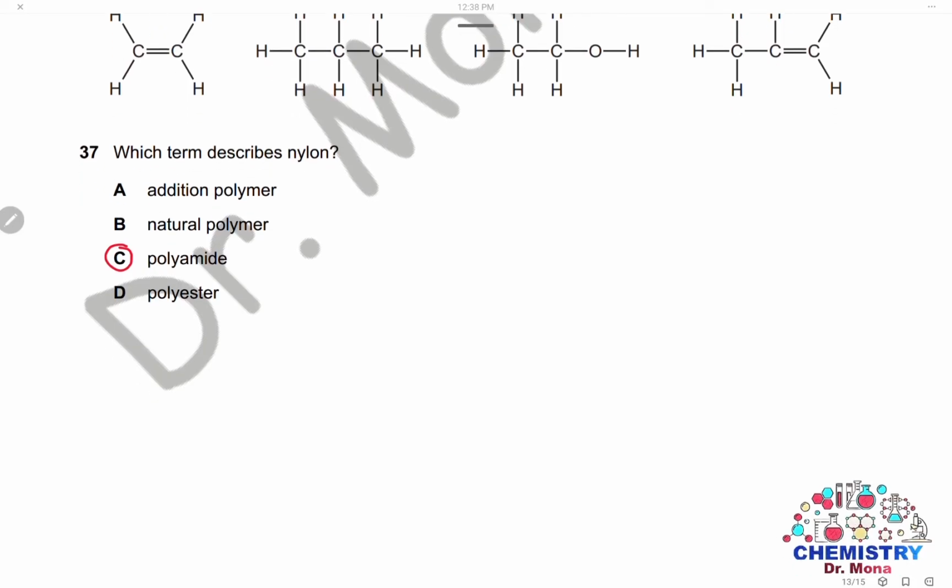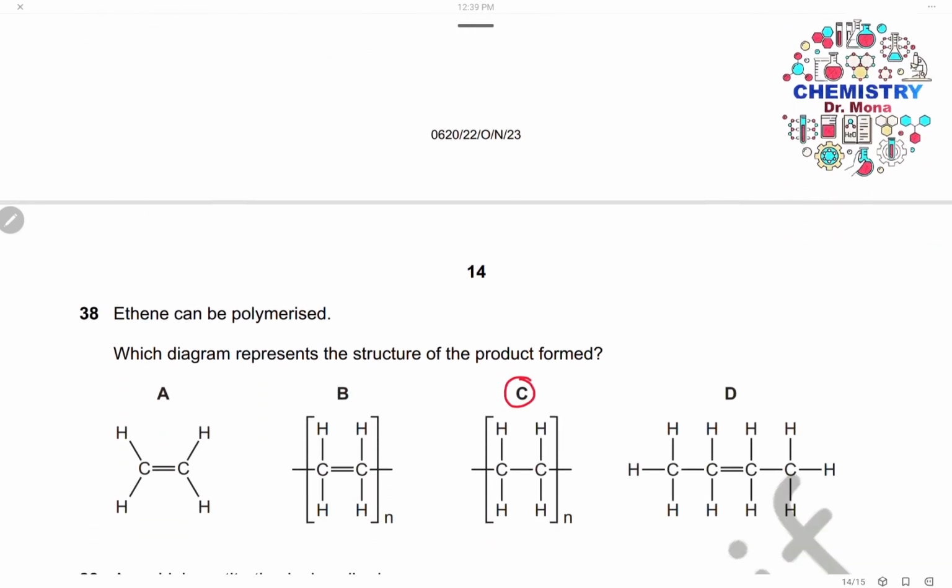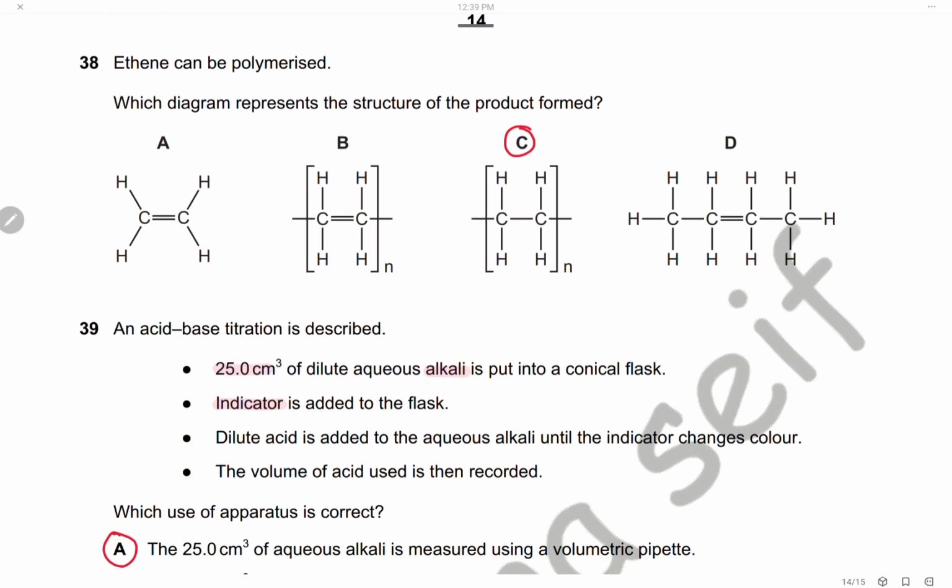Question 37. Which term describes nylon? Nylon is a synthetic polyamide formed when reacting a monomer containing an amino group with another monomer containing a carboxylic group to form an amide linkage by removal of 1 molecule of water. So the answer is C. Nylon is a polyamide.